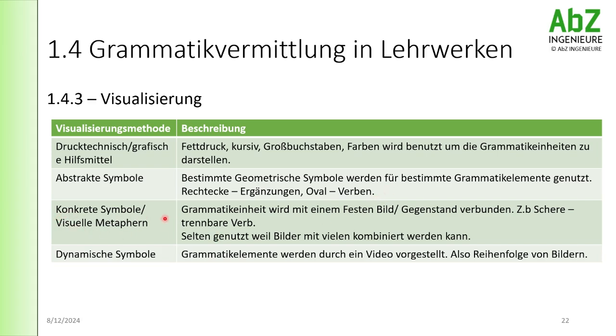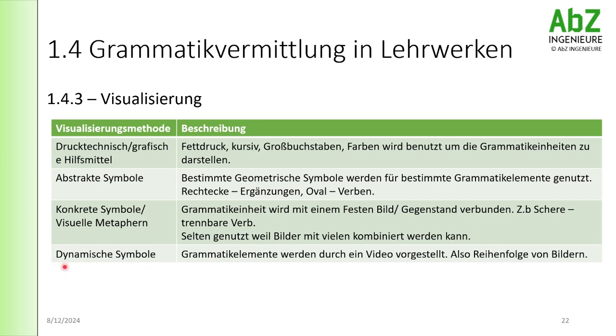Then you have concrete Symbole or visual metaphors. In this case, the grammatical element is bound to a particular picture. So best example would be trennbare Verben, verbs that can be separated. For that you use a scissor picture. These, however, are used very rarely because the pictures can give different meaning and this can be interpreted differently. So this is one technique which is rarely used, and when used should be carefully used.